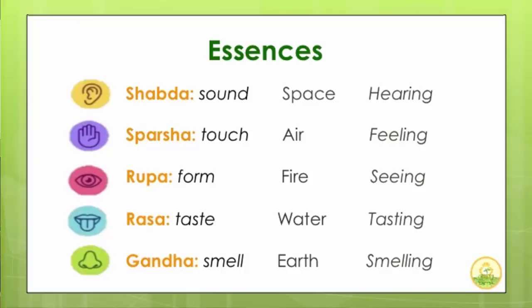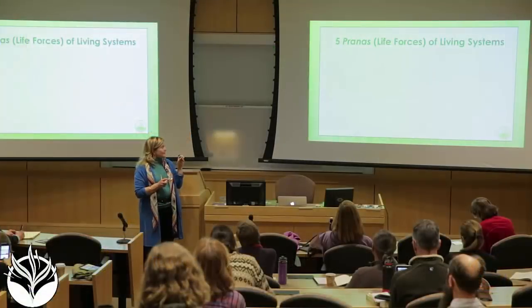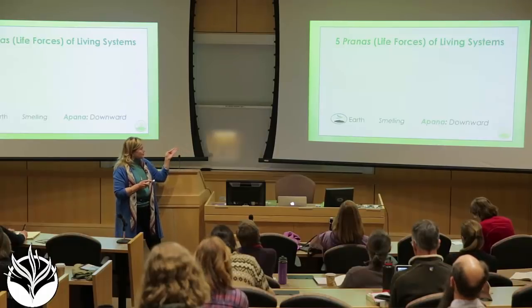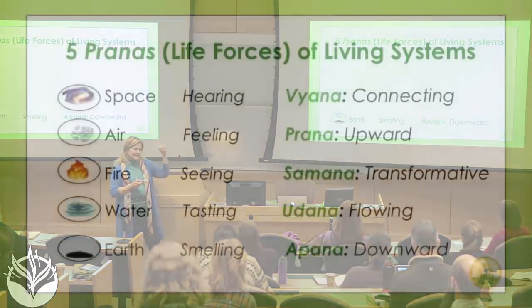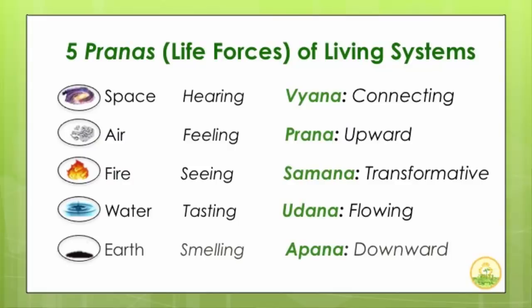Now each of these has a force that goes in different directions. The force associated with earth is called apana, and it's a downward force. And what we're working toward is this one slide that shows these eight stages of plant growth and how the elements and essences and forces come together as a plant grows through its cycle. So we have apana, which is downward. You plant that seed and you start to get the downward roots starting to grow.